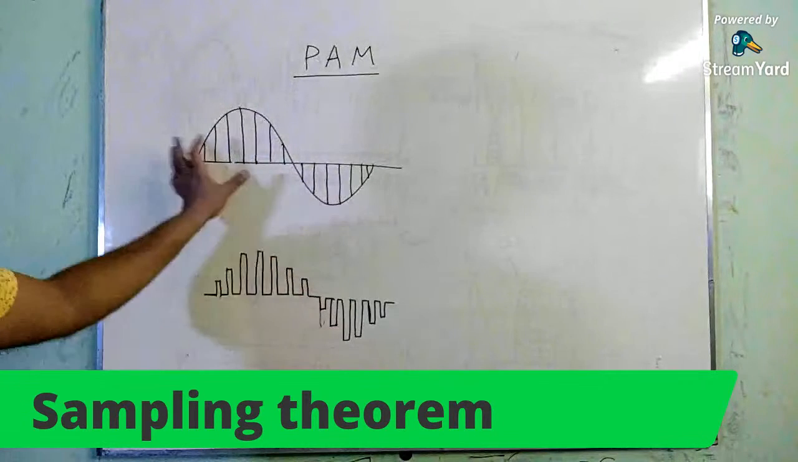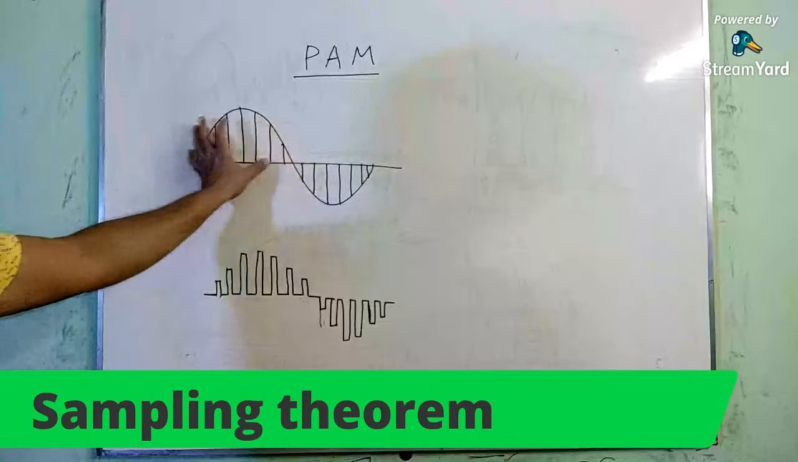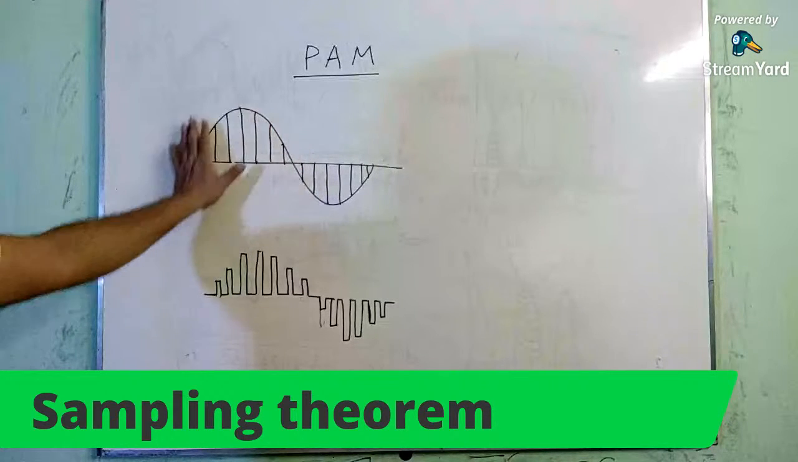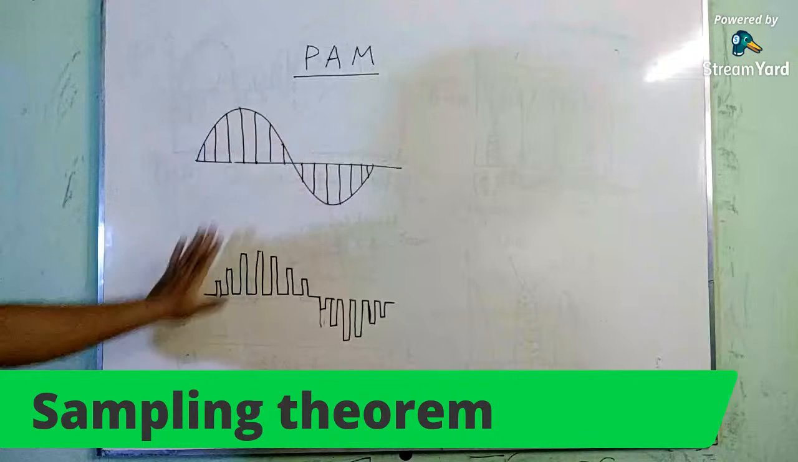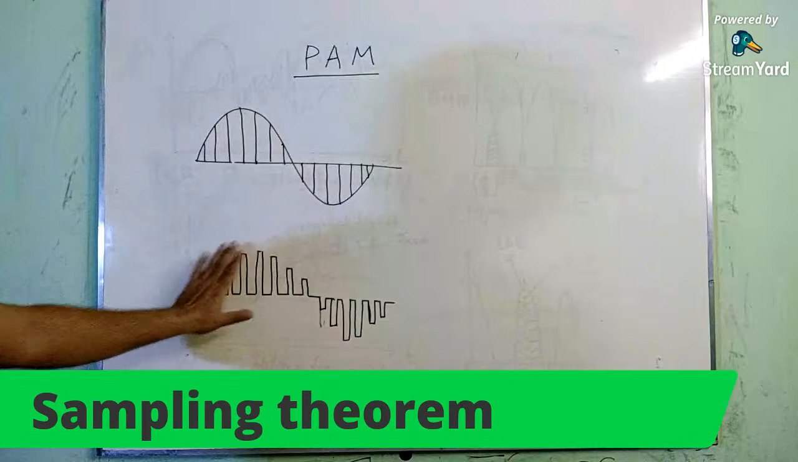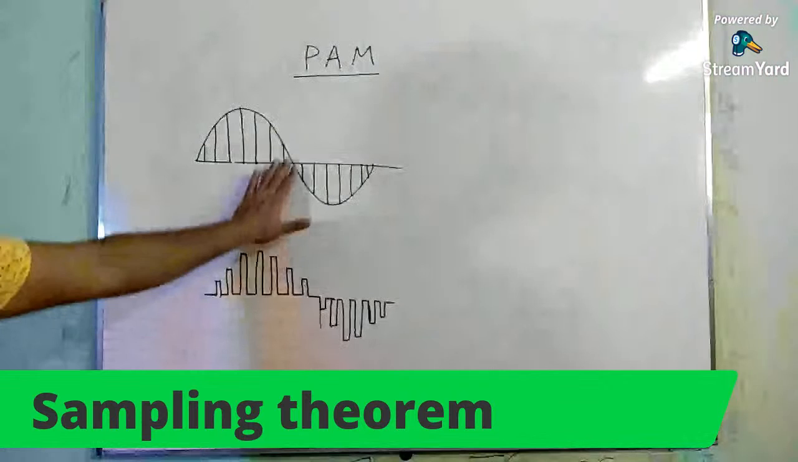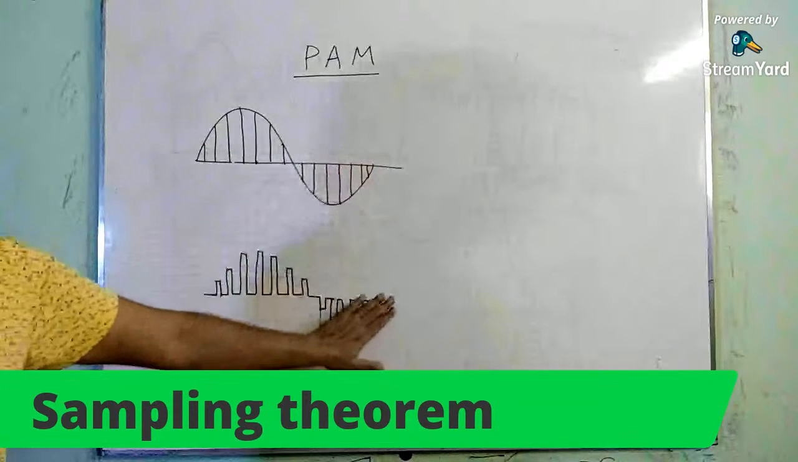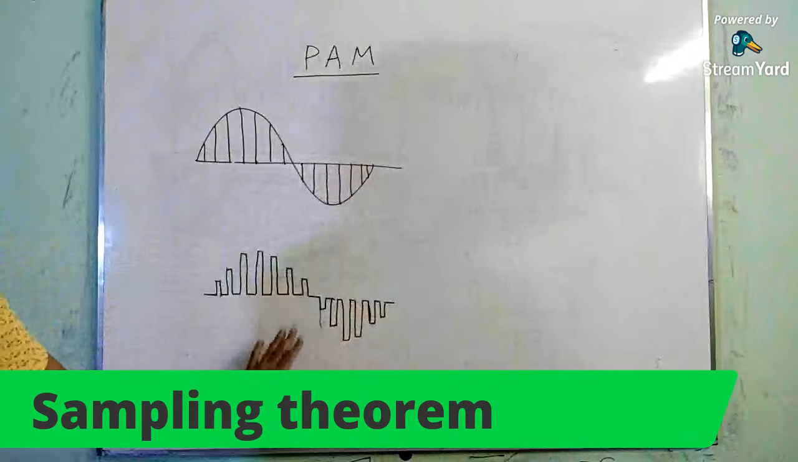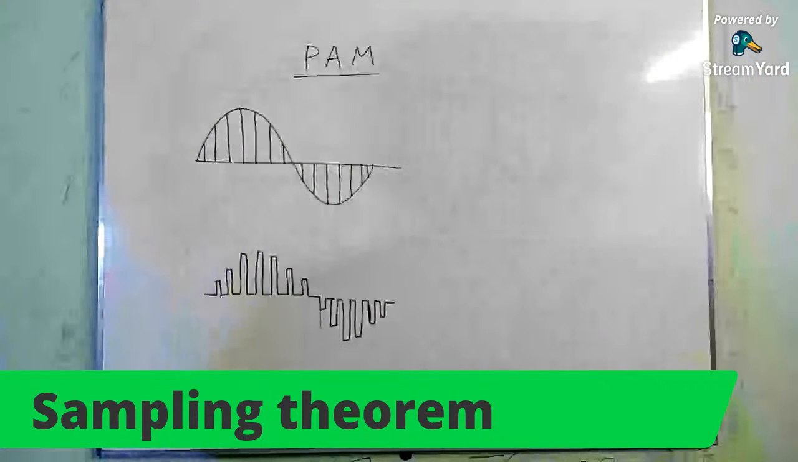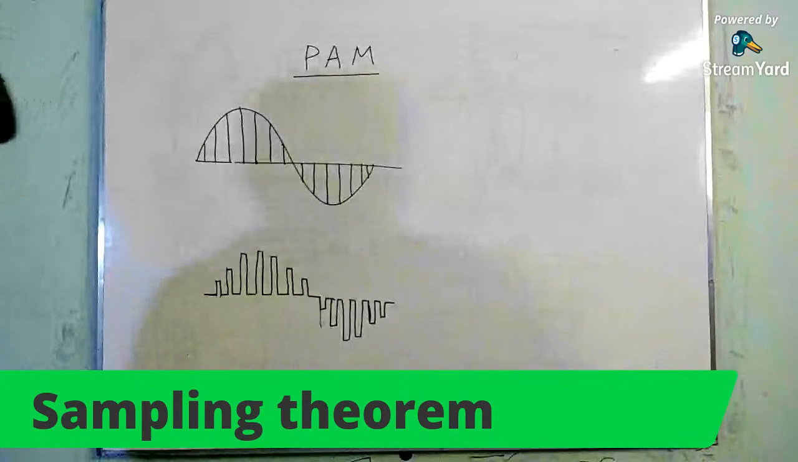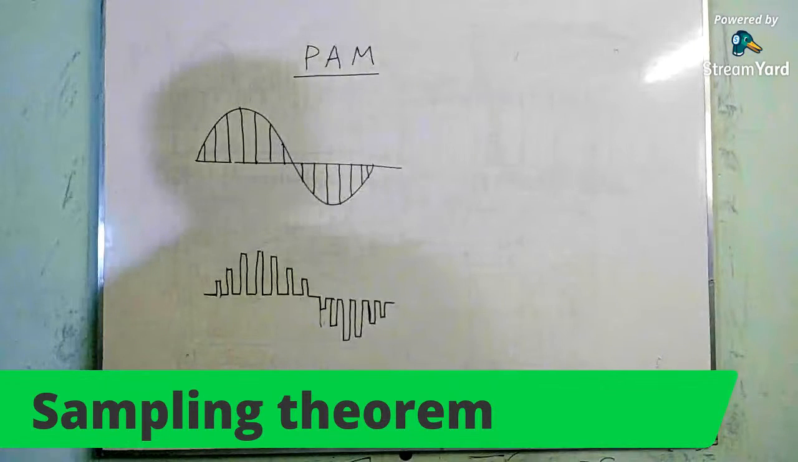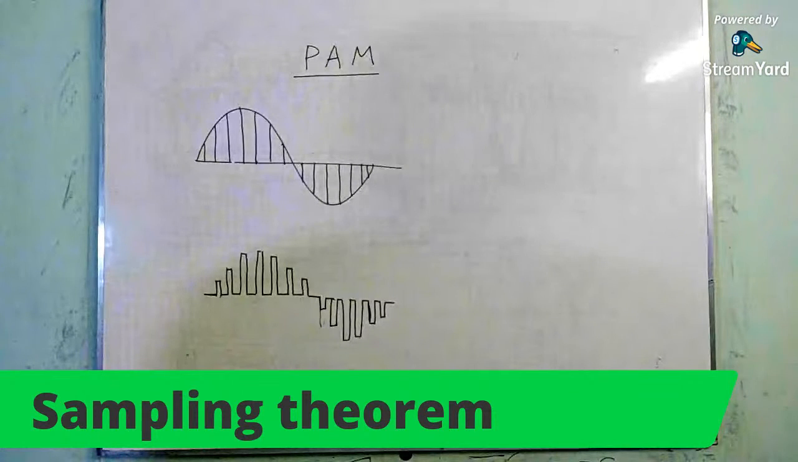In the positive half cycle part, when we are having the positive values, these are the positive values, and for the negative half cycle the sample values are here. So this is known as the double polarity PAM, or we can draw this signal in single polarity form also. How can we draw in single polarity form?